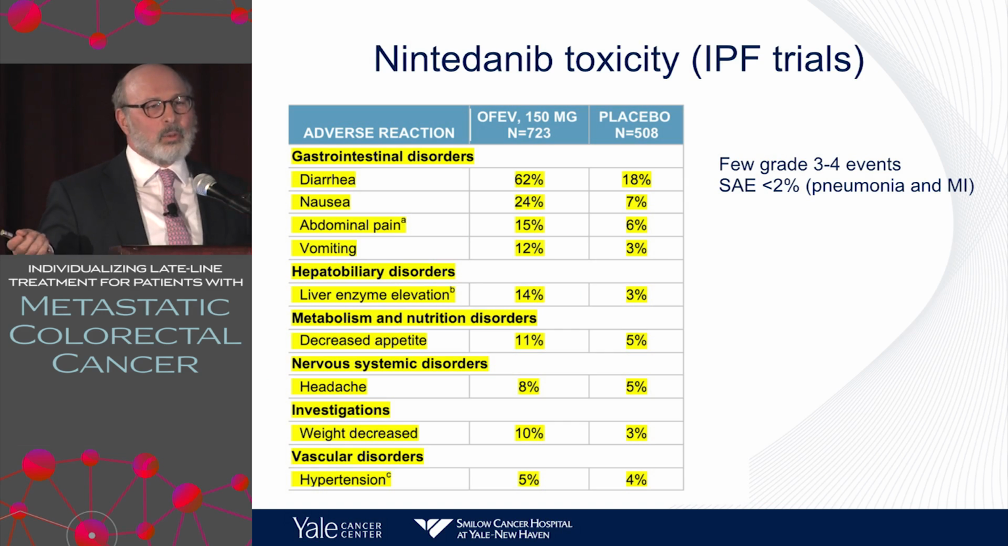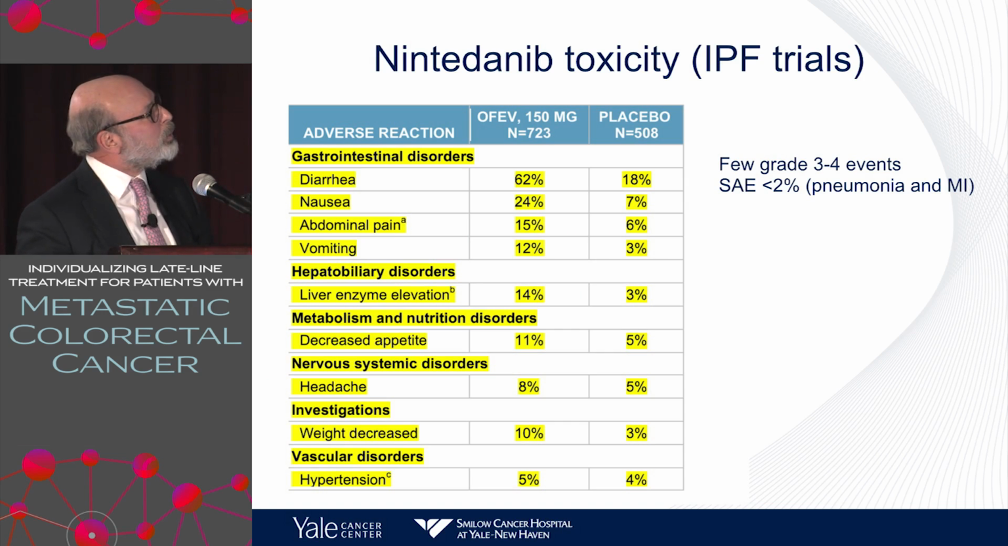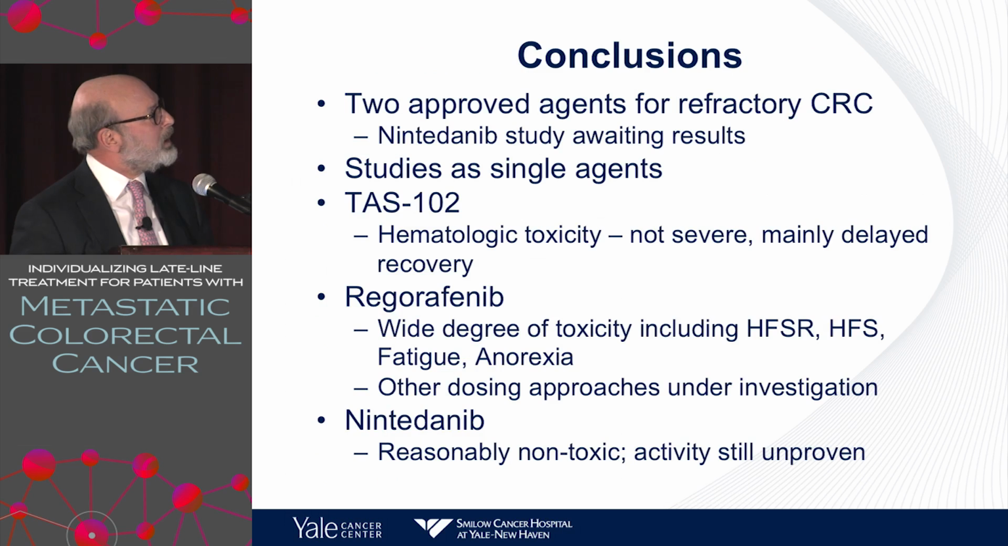So there are no data, so I can't really tell you about it, but nintedanib is an approved drug for idiopathic pulmonary fibrosis in the US and in Europe, and it's also approved for non-small cell lung cancer in Europe already. So in this randomized trial of more than 1,200 patients, this is all toxicity. There were very few grade 3-4 events and very few SAEs. You can see it causes a little bit more diarrhea, nausea, abdominal pain, but it's really quite mild. So we're looking forward to seeing the data to see how effective it is and what the specific toxicity and management challenges will be with nintedanib.